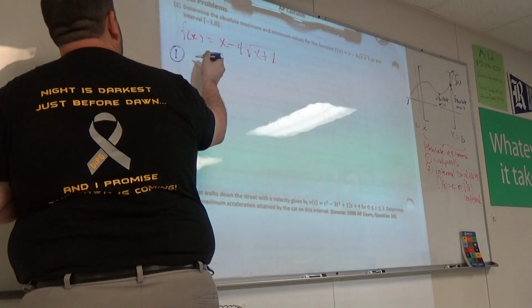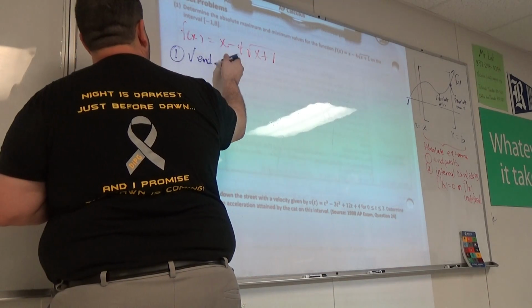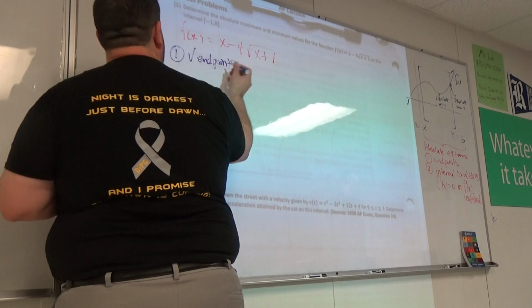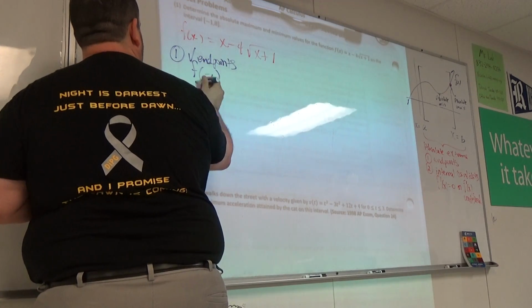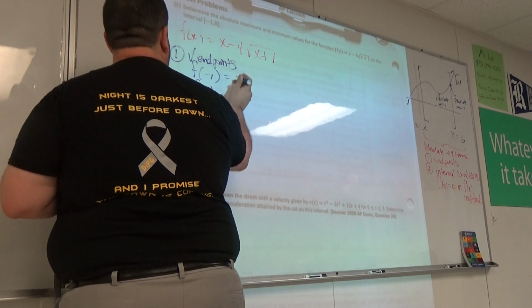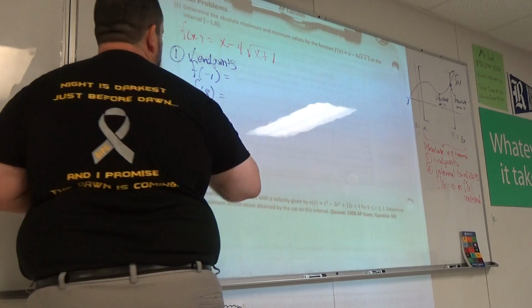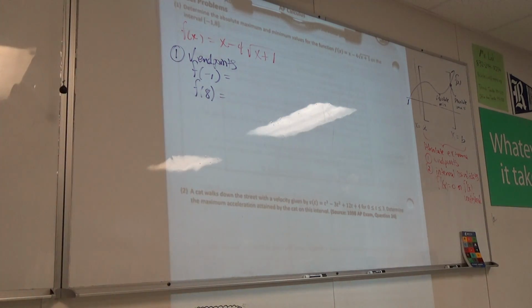And I've never done this before, but we can do it if you want to. Number one, we're going to check the endpoints. Meaning I'm going to find f of negative 1, and I'm going to find f of 8. I've never actually presented it this way. I'm curious to see if you guys like it this way better. So first, check the endpoints. Check the value of the function at the endpoints. What did I really just say? Plug in. Plug in. Plug in.